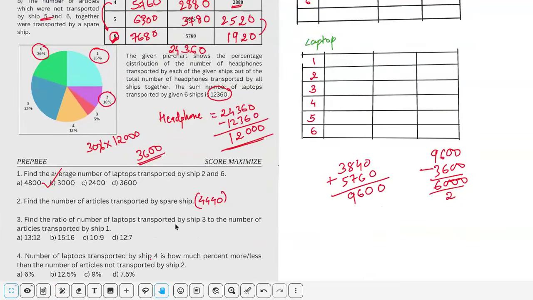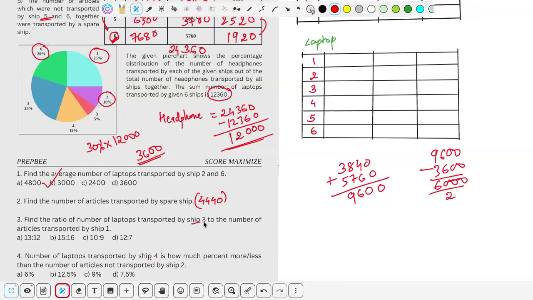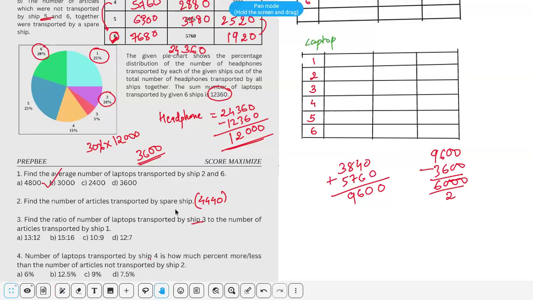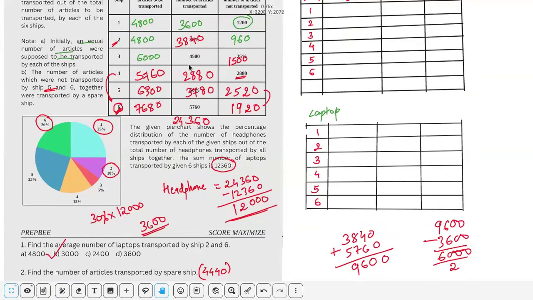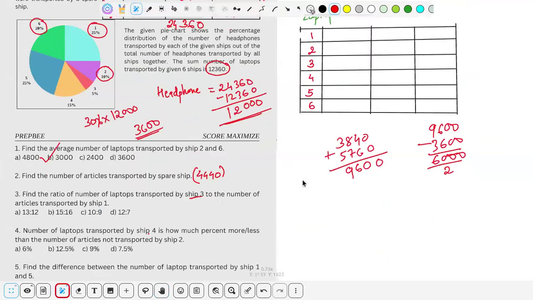Next one, the ratio of number of laptops transported by ship 3 to the number of articles transported by ship 1. Ship 3, ship 1. Okay, तो शिप 3 का लैपटॉप्स चाहिए. शिप 3 में टोटल कितने आर्टिकल्स गए थे? दैट इज 4500. इफ टोटल आर्टिकल्स जो हमने भेजा वो 4500 है, तो लैपटॉप्स कितना था? सिंपली माइनस दैट 3, मतलब 5% ऑफ 12000. तो 5% ऑफ 12000 अगर मैं यहाँ से माइनस कर दूँ, so I will get my value for laptops. headphone माइनस करूँगा तो लैपटॉप मिल जाएगा.